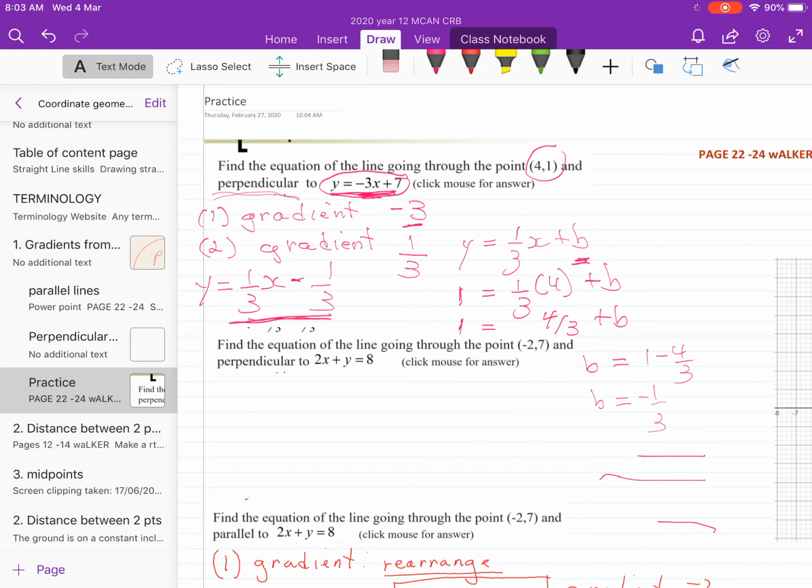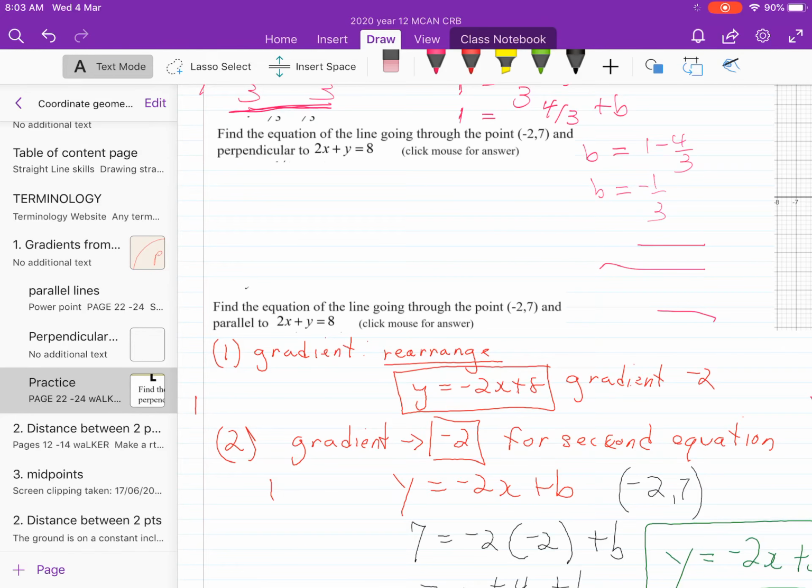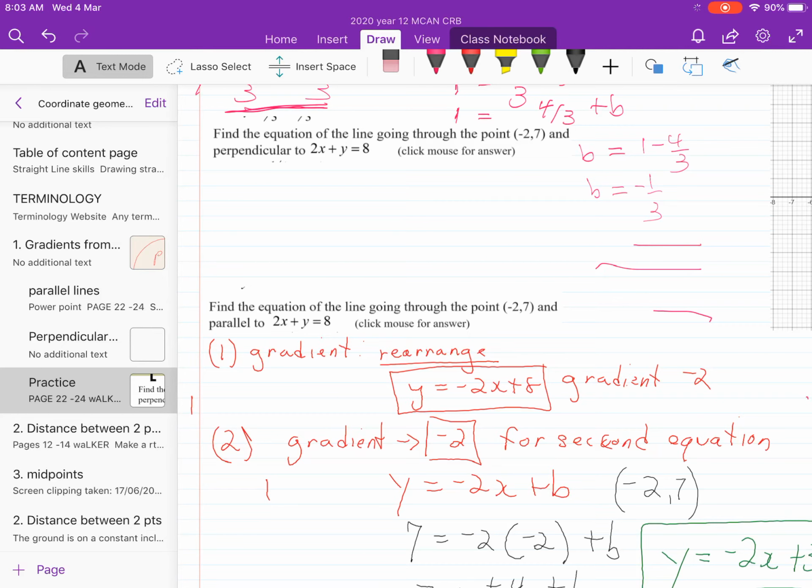So when you have perpendicular lines, we know that the gradients have to be flips. If you're going to do parallel lines, then we know that the gradient has to be the same. So for this example, the gradient is negative 2. That's what we know when we rearrange this equation, and we have to rearrange it first. So the gradient of the new equation also has to be negative 2.